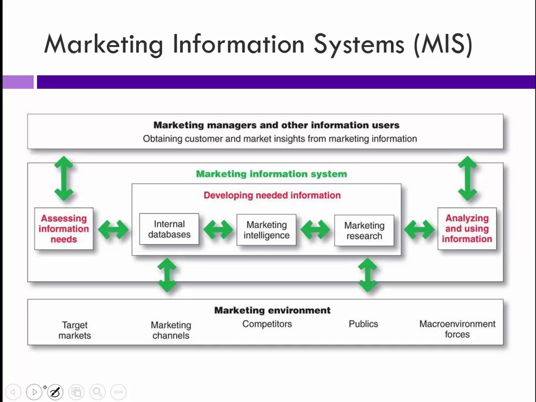This is a slide that shows the overall process here. You're going to assess what you need to get, and this is for a marketing information system. You'll get information from lots of different places: from marketing research, which we'll talk about, marketing intelligence, and then internal information. You have those customer resource databases we talked about.